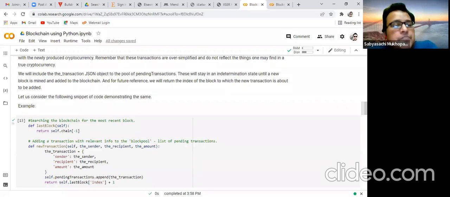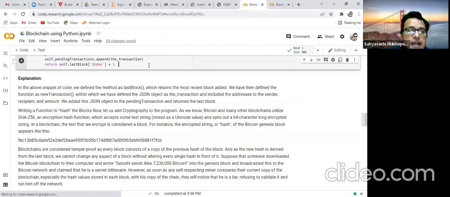What we are going to implement here is searching the blockchain for the most recent block. So we are defining the last block, okay? We write def last_block(self): return self.chain[-1]. Those who are aware of Python know that to access the last element of an array, or capture the last transaction, we basically put minus one as the index. After that, we add a transaction with relevant info to the block pool, the list of pending transactions. We define new_transaction with the parameters self, sender, recipient, amount. Under the transaction, we define the sender, the recipient, and the amount. Then we implement self.pending_transactions.append(transaction) and return self.last_block index plus 1. This is the way we successfully define the overall transactional demo here.